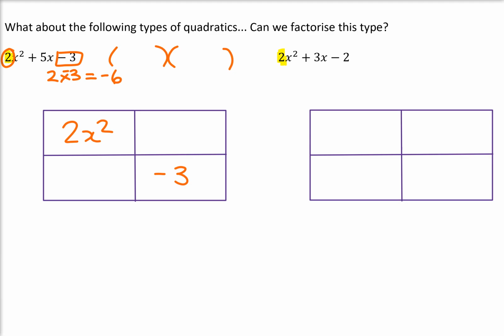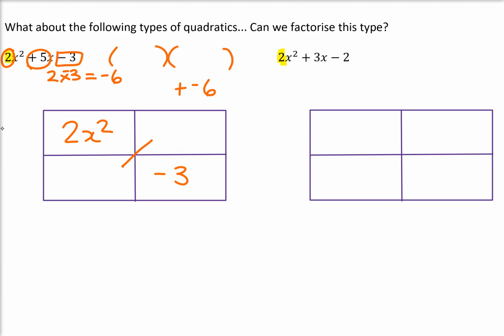2 times 3 is negative 6. Why does that help? It's because these 2 numbers here will multiply to the negative 6. They will still add to the positive 5. So what are 2 numbers that multiply to negative 6 that add to 5? Negative 1 and 6.